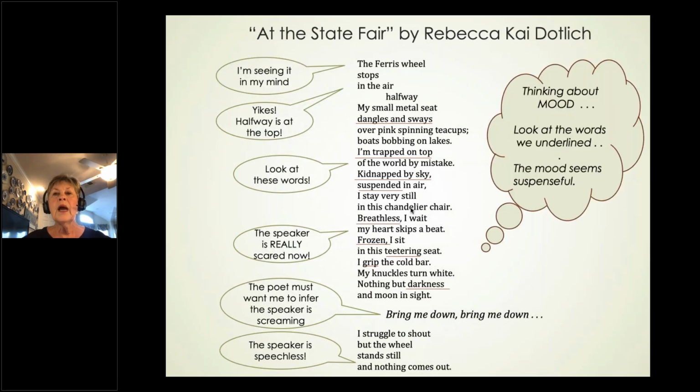And so you see some of the things that I would likely point out in that close read. When we're talking about mood, we're thinking about all those mood kind of words. And so you notice that we have some words underlined. If you think about the words that are underlined, you can see that there's a pattern developing: trapped and dangles and sways and suspended and kidnapped. And so kids are beginning to realize that the mood in this poem is one of suspense.